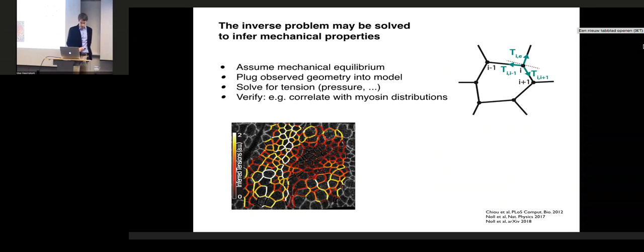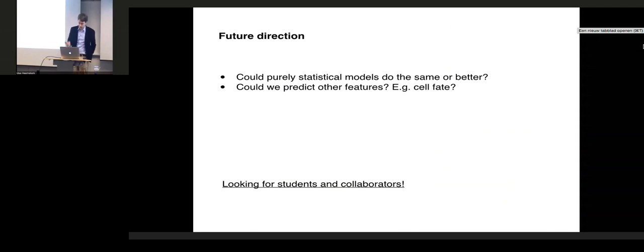And so I'm just going to end with a future direction. One of the questions I've been wondering about is that there's a mechanistic model for the mechanics of the tissue underlying this. But could we not do the same thing with a purely statistical model, train some classifier to predict myosin levels on edges and see if it does as well or maybe even better? And if that works, could we not predict many other features of tissues that are hard to measure?